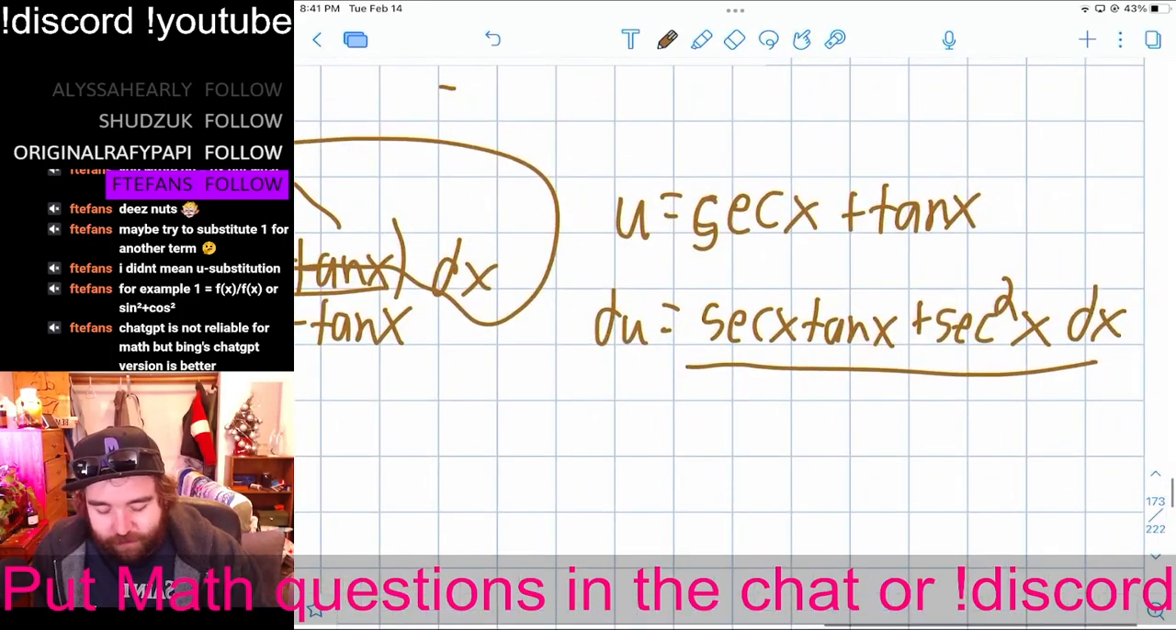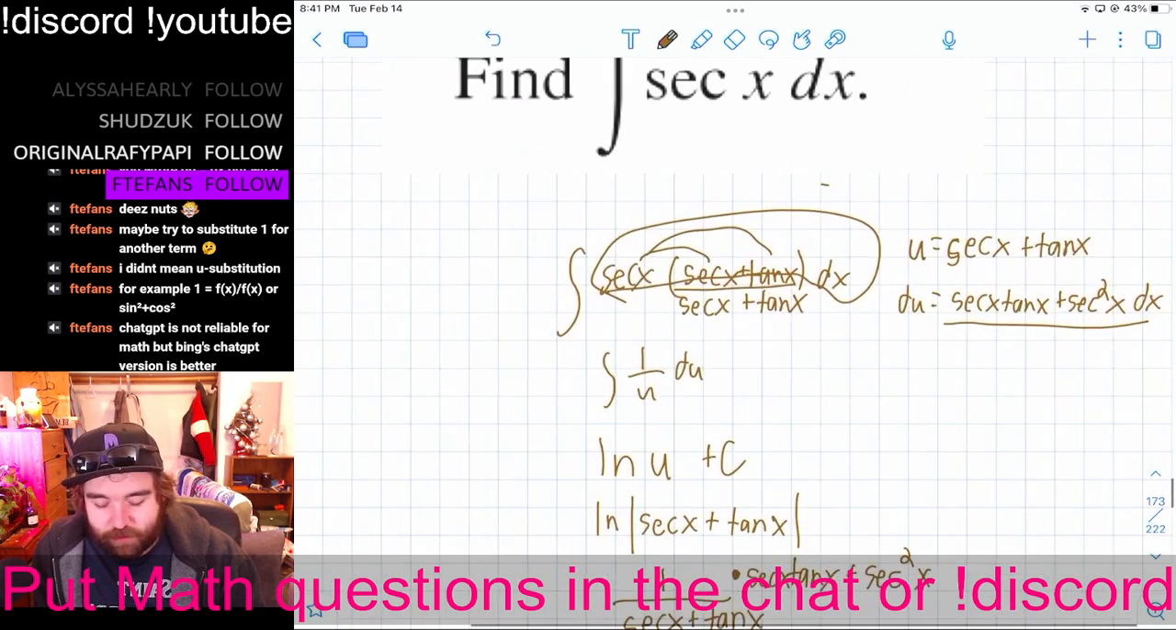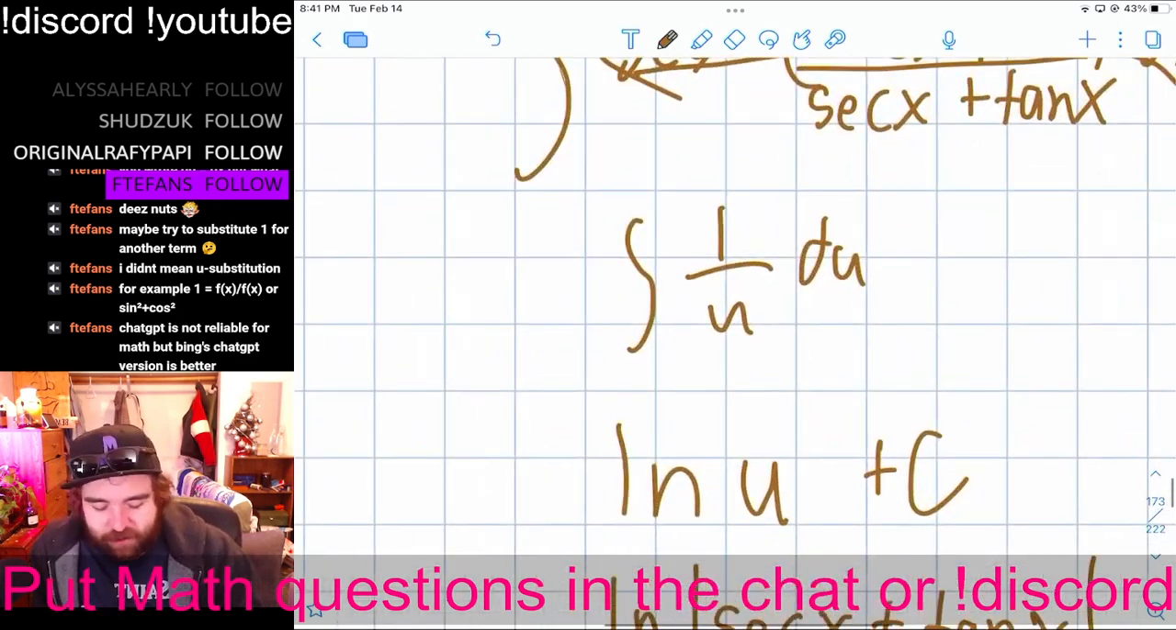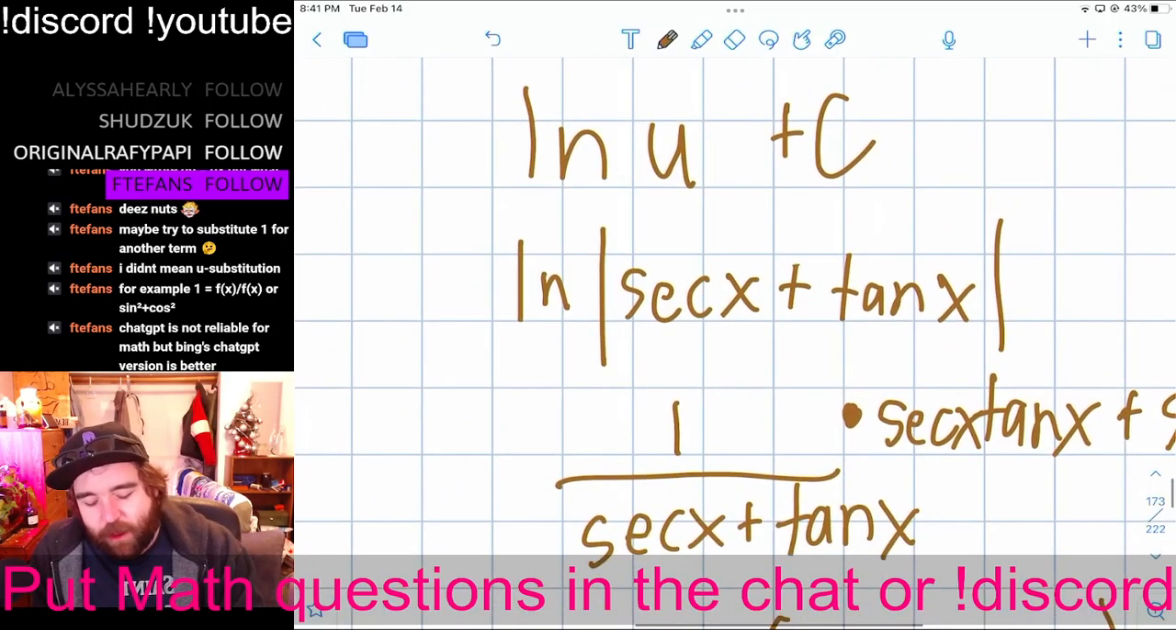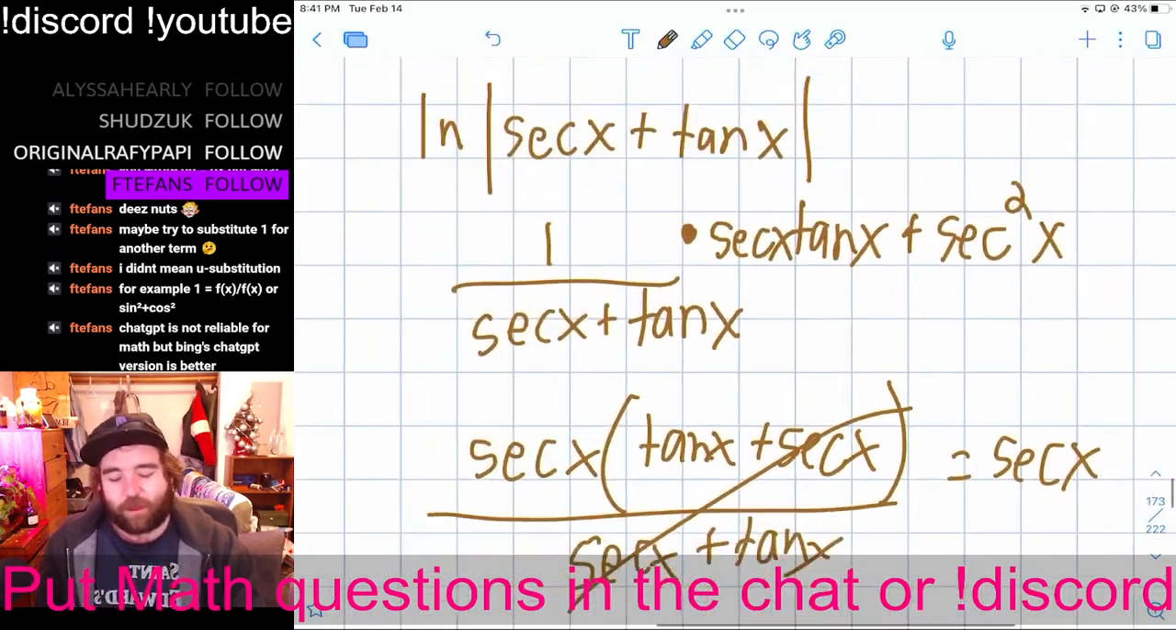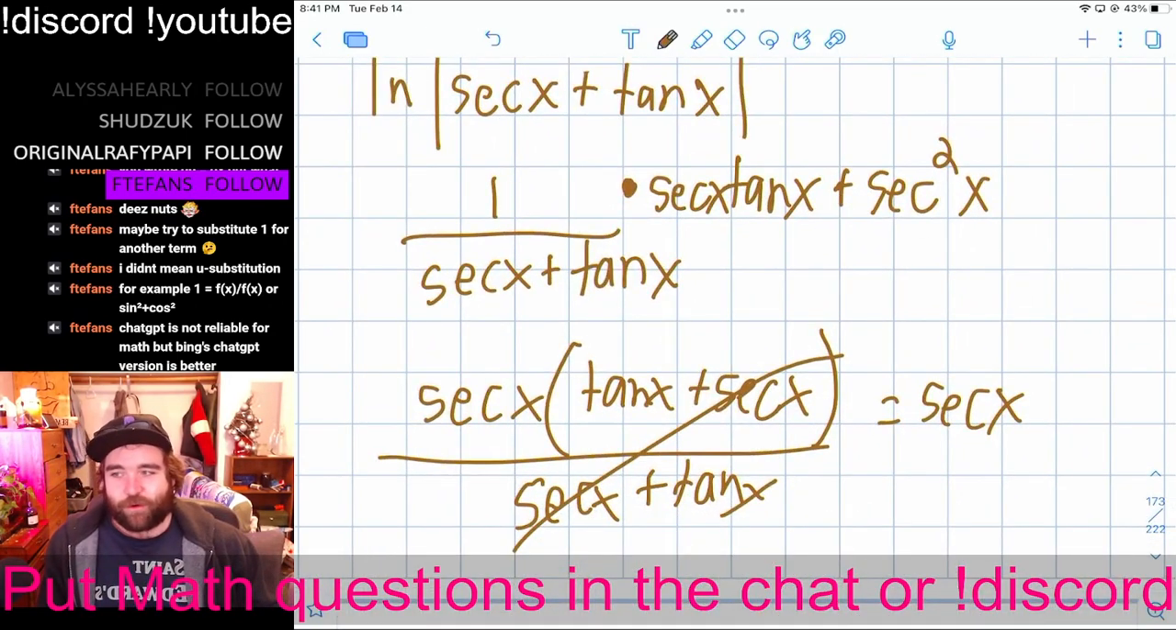We get our u equals secant plus tan. Our du is secant tan plus secant squared. Just take the derivative of both of those. And that makes for a very clean substitution, very clean integral. And you just put it back. And this is everything I commentated through when we were doing that.